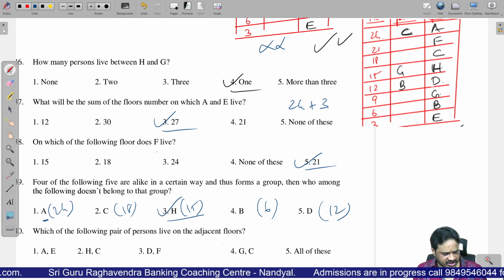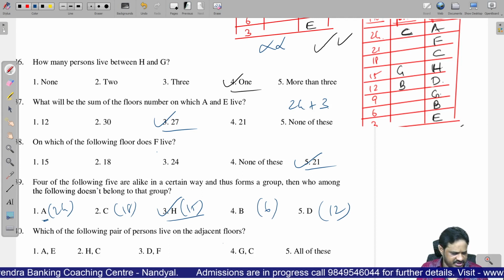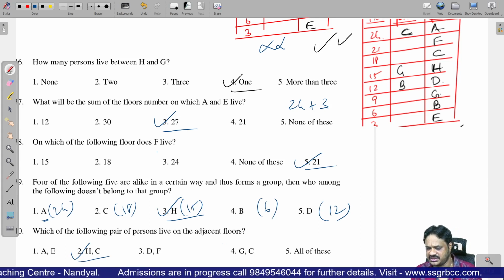Who is living on the last one? Which of the following pairs is on the adjacent floor? So here H and C are on adjacent floors. So both H and C are adjacent floors.